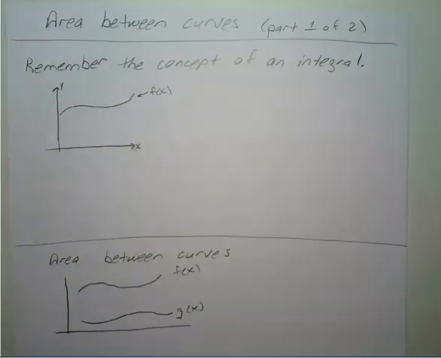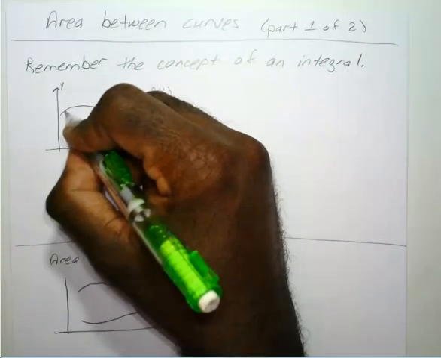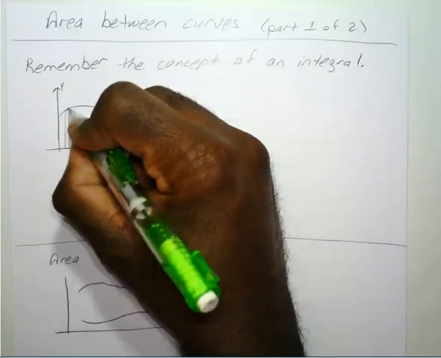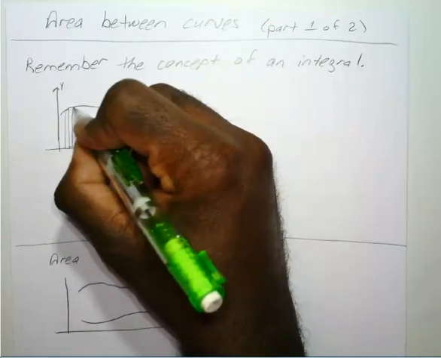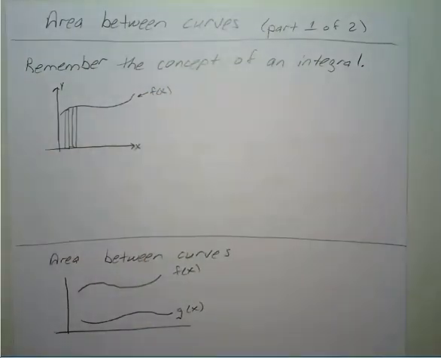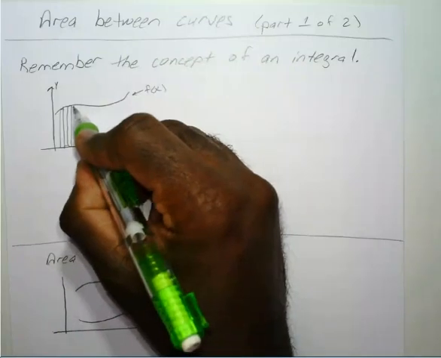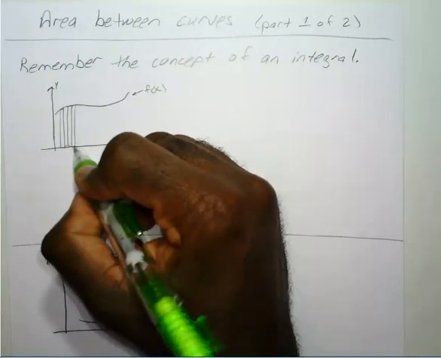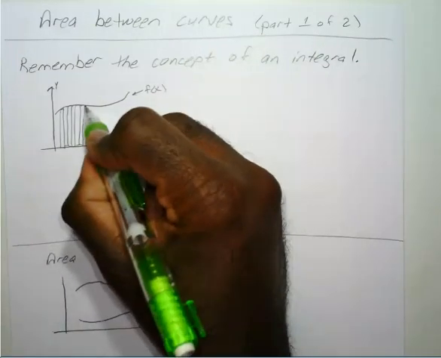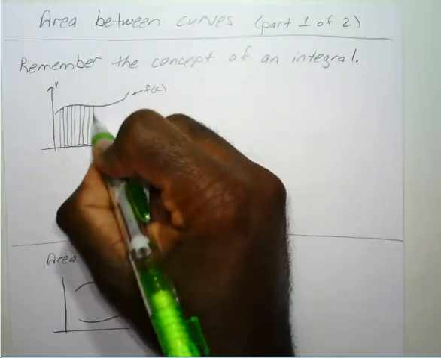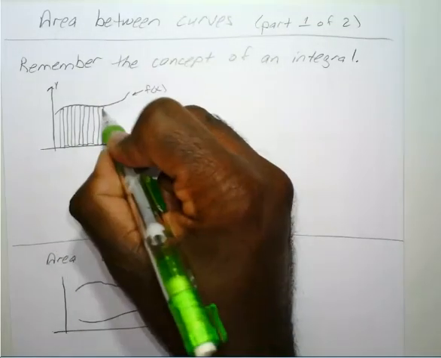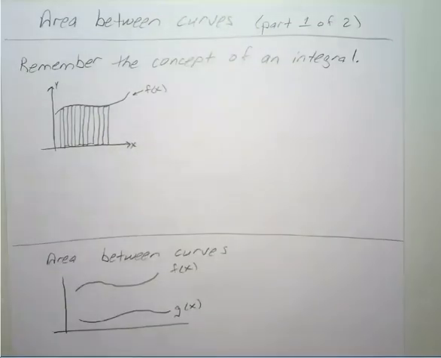That's the graph of f of x. If you remember, you have a rectangle here and a rectangle there. The rectangles won't be symmetric because, of course, I'm doing it by hand, but hopefully you get the concept. Let's say you have a rectangle there and a rectangle there. You have rectangles all the way across.